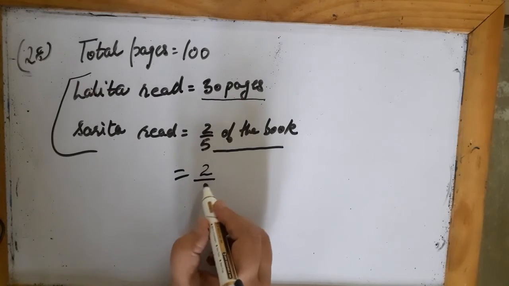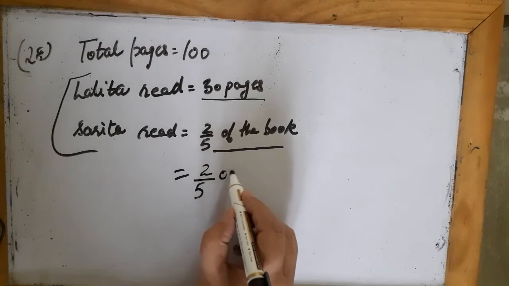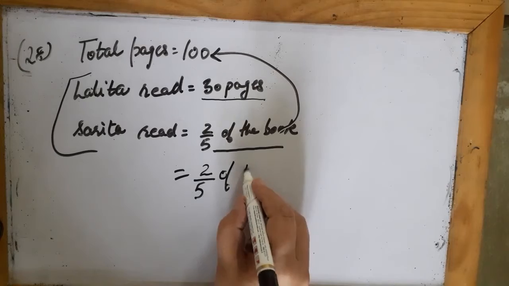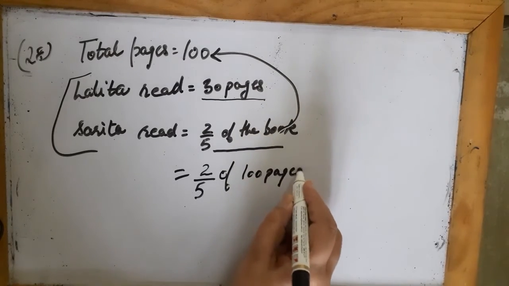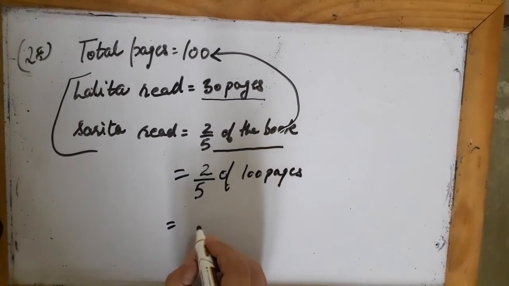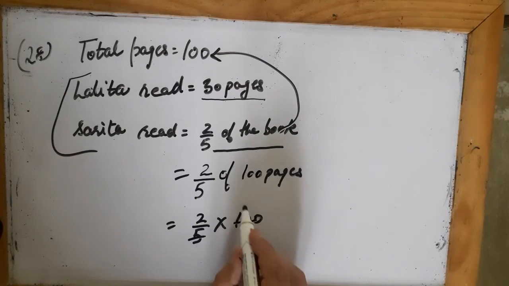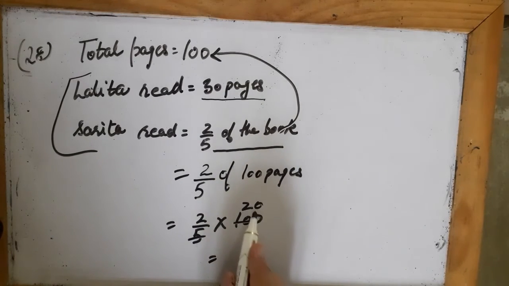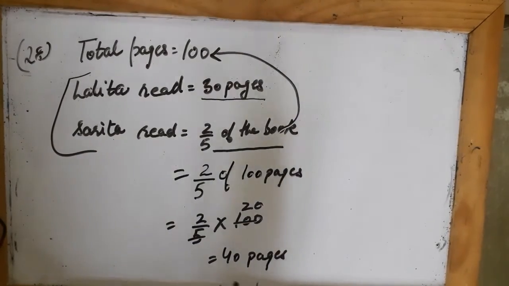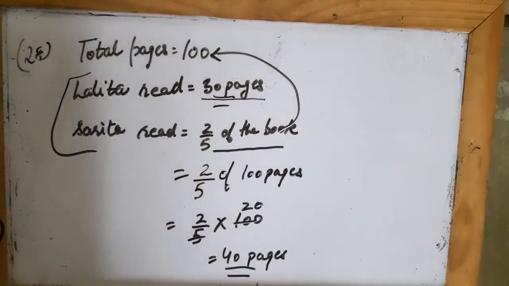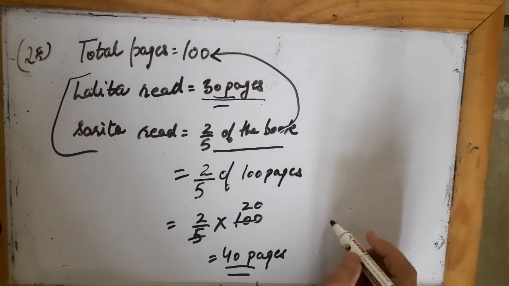Now look at this, 2/5 of the book. Of the book means the book had how many pages? 100 pages. So 2/5 of 100 pages she has read. And this type of sum we have done in the first exercise, 2/5 of means multiply by 100. So when you divide, 5 twos are 10 and 0, and this comes to be 20, into 2 is 40 pages. So Sarita has read how many pages? 40 pages. Lalita has read how many pages? 30 pages. Who read more?